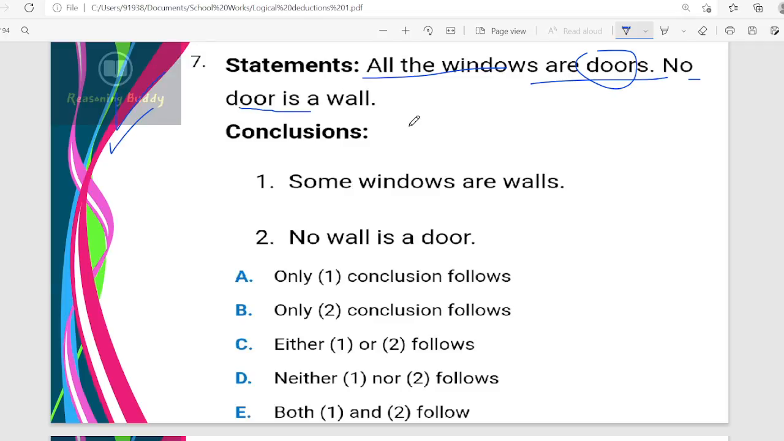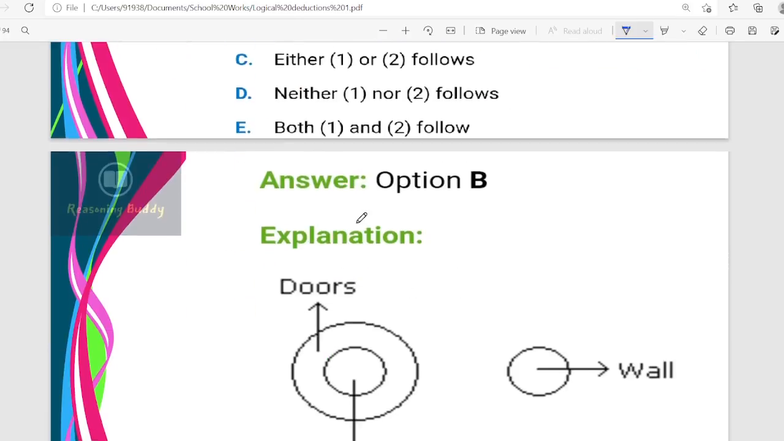According to rule number 5, the answer should be in a negative manner. Here the negative is conclusion 2. So conclusion 2 is the only right answer, option B.